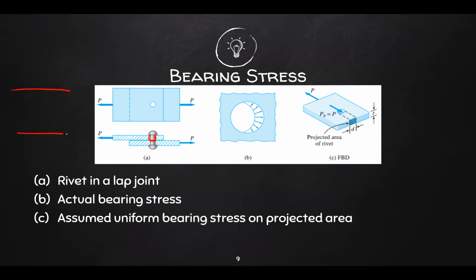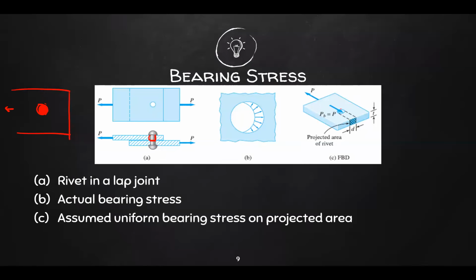For example, if we have this lap joint, this is your hole, and this is pushed here, your bolt will look like this. So this is the maximum bearing stress. As you can see, it will create space here. That's why it's zero bearing stress on that area. But it is common practice to assume that the bearing stress is uniform anyway, or uniformly distributed over a projected area, as you can see in part C.